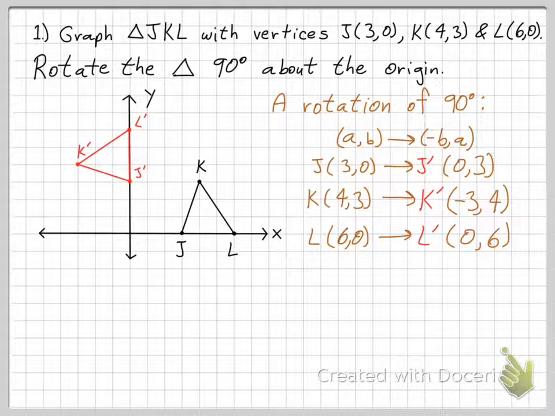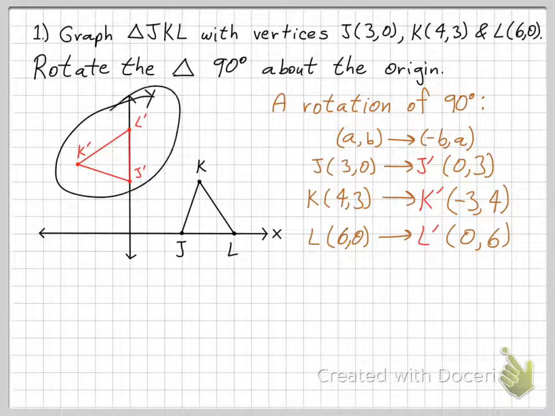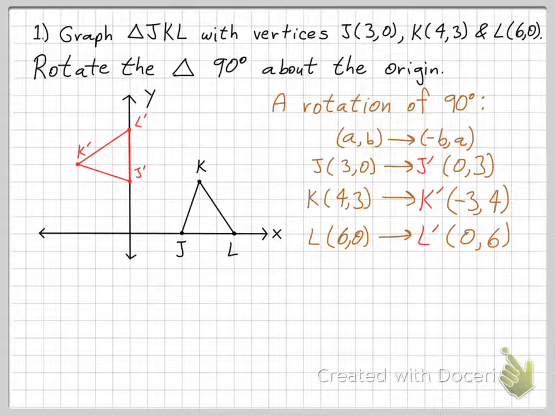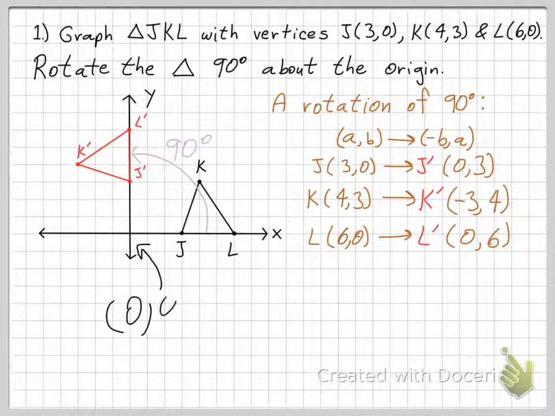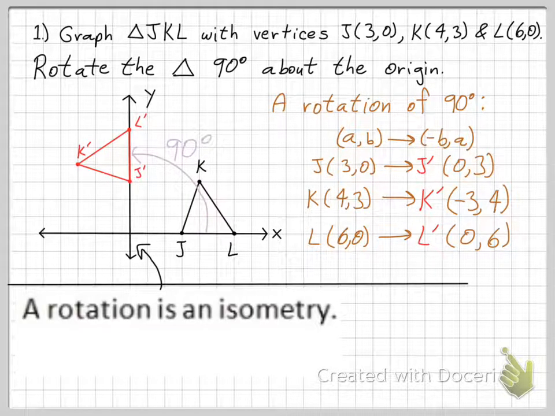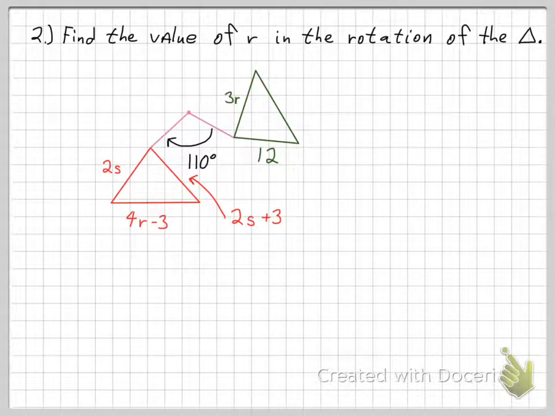And then connecting them, and that's my image, rotated 90 degrees about the origin. So that was 90 degrees. Moving from here to there was a 90-degree rotation about or around the origin, which of course is the point 0, 0. Okay? And remember that a rotation is an isometry, so the image will be the same size as the pre-image. And so we can do problems like this.